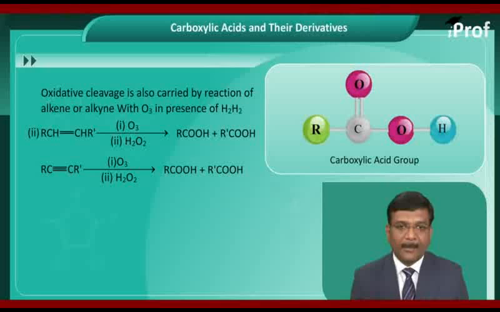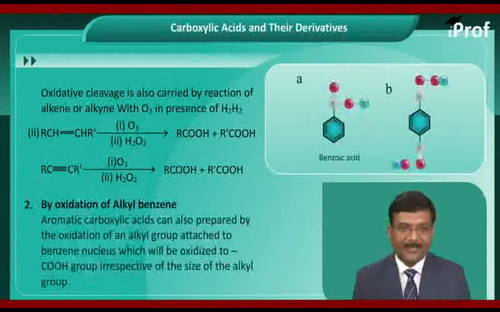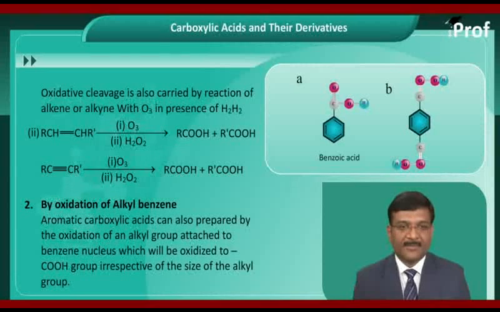Unsymmetrical alkene like pent-2-ene, when it reacts with ozone in presence of hydrogen peroxide, gives the combination of acetic acid and propionic acid, whereas when unsymmetrical alkyne like pent-2-yne reacts with ozone in presence of hydrogen peroxide, it gives the combination of acetic acid and propionic acid.